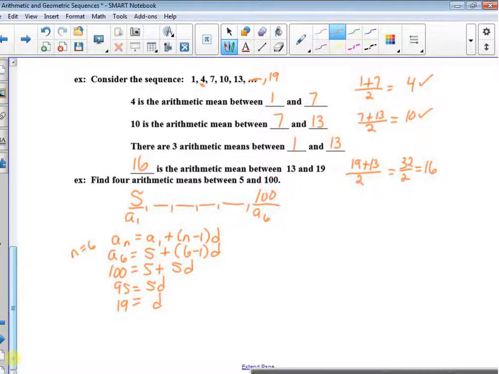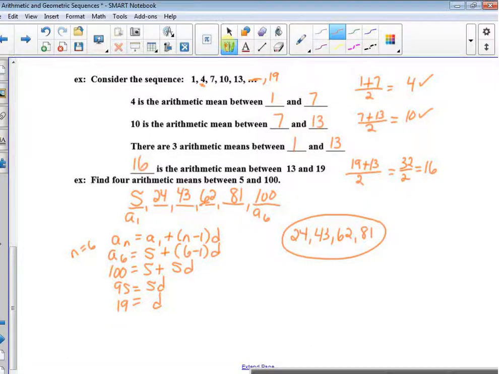And then you could just do 5 plus 19 is 24. 24 plus 19 is 43. 43 plus 19, I'm sorry, that's 62. Can't read my writing. And then 62 plus 19 is 81. So the answers are 24, 43, 62, and 81.